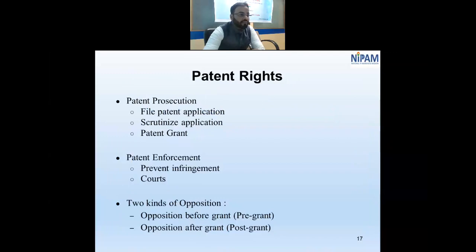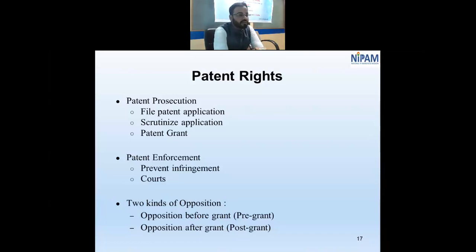So now, what is the legal course of action when you file a patent application? The patent life cycle has two broad stages. Firstly is the patent prosecution stage, another is the enforcement stage. Prosecution means the course of action which takes place in the intellectual property office or the patent office. Patent enforcement is the course of action which takes place outside the intellectual property office.